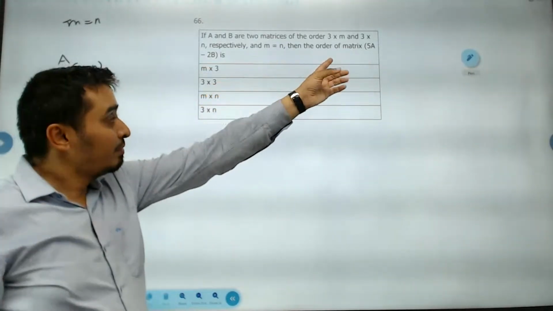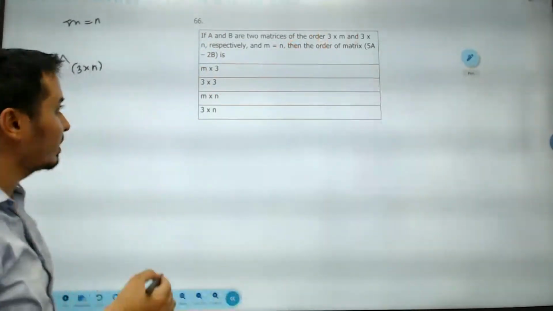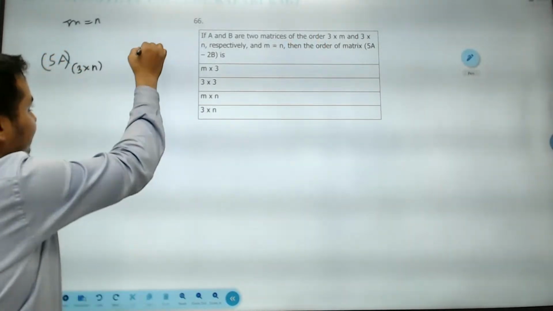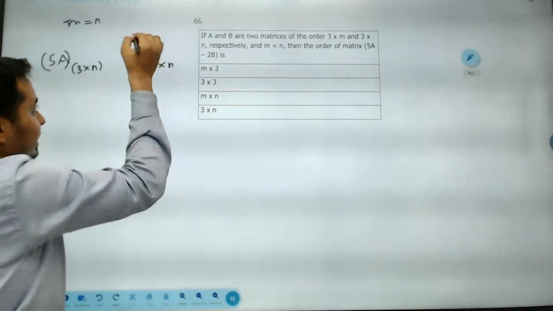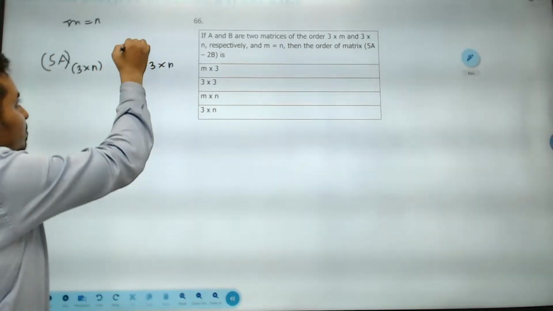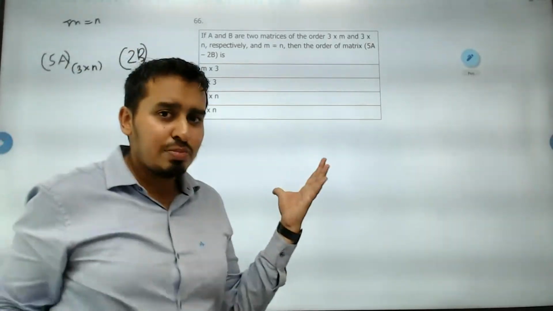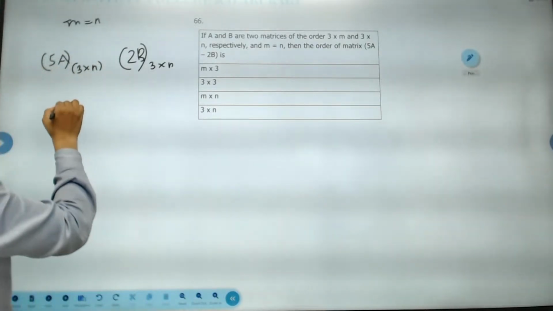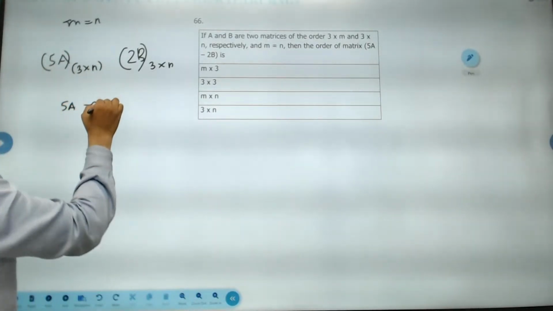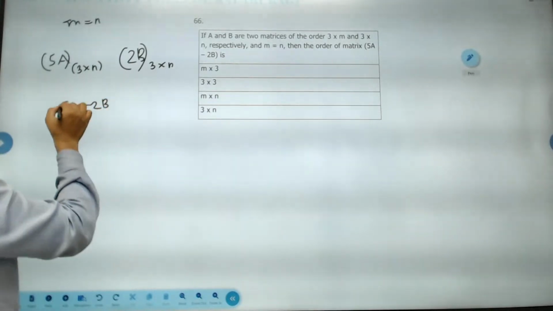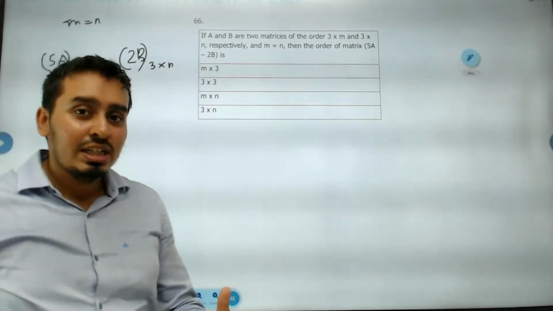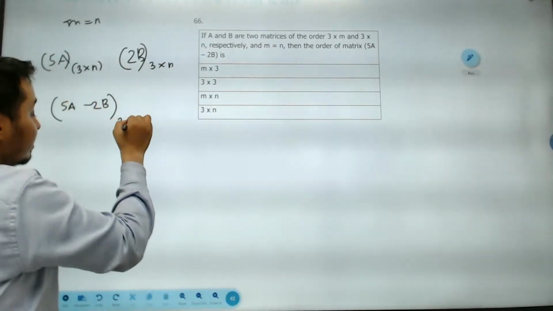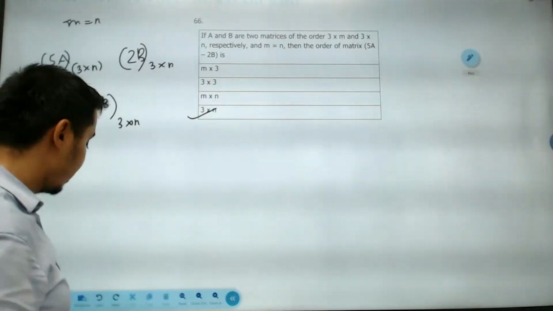Now, if A is of order 3 by n, then 5A will also be of order 3 by n. So 5A is also of order 3 by n. And matrix B is of order 3 by n. Right? And if matrix B is of order 3 by n, then matrix 2B, because multiplying by a scalar will not make any difference to the order, will also be of order 3 by n. So 5A minus 2B. Now, both the matrices 5A and 2B are of the same order. So the subtraction is defined. And when you subtract two matrices of the same order, the difference also has the same order. So this matrix must also have order 3 by n. The answer would be option D. So I guess we can move.